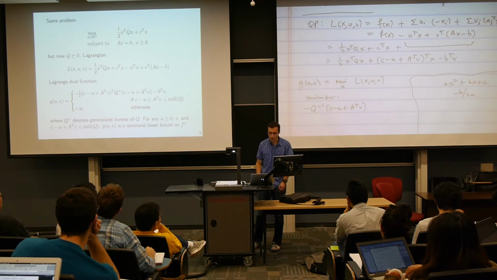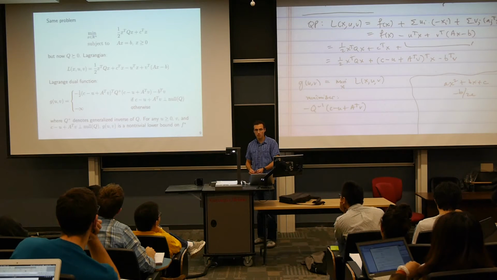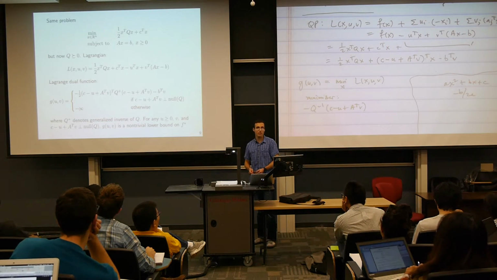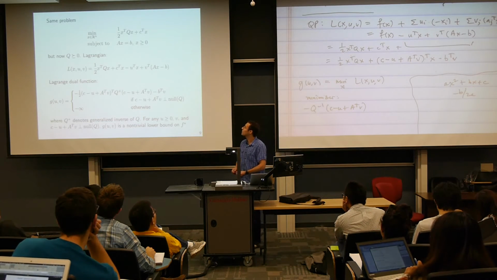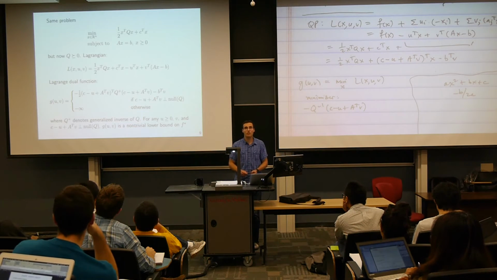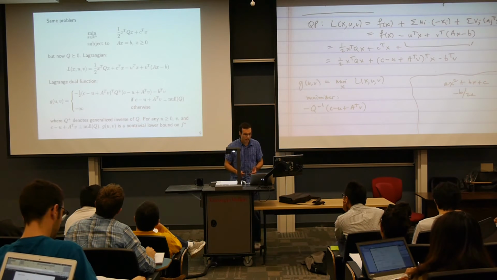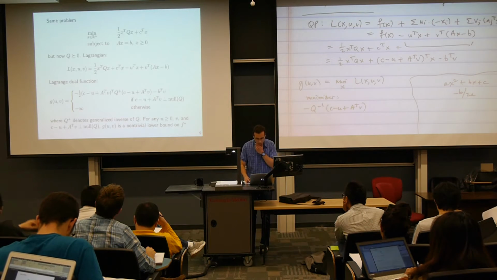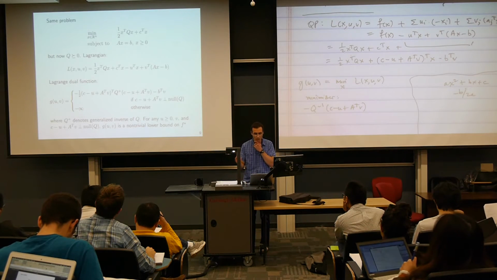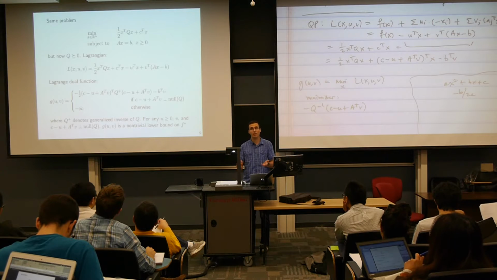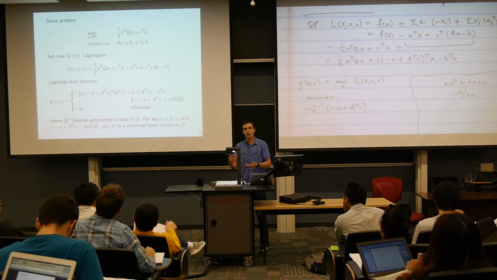Okay, here's an example with the same problem, but where Q was positive semi-definite, not necessarily positive definite, which means that it didn't have an inverse. And I guess I'll probably not go through this. You can go through it. It's the same calculation. You just have to account for the fact that Q is non-invertible.